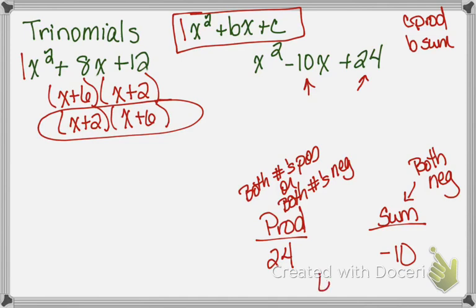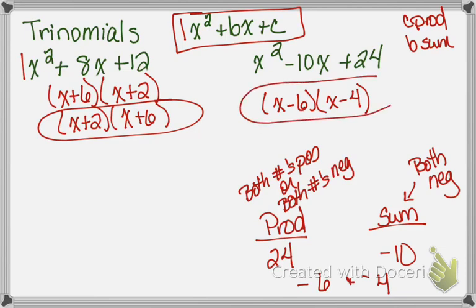Okay, I've got 6 and 4. 6 plus 4 gives me positive 10. Negative 6 and negative 4. Good. So I have x minus 6 and x minus 4. And this is my final answer right here.